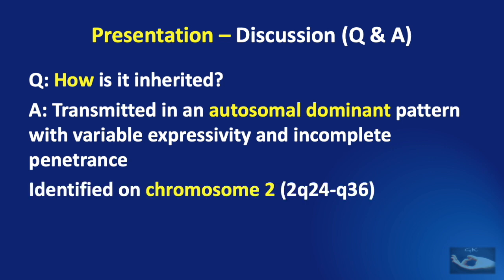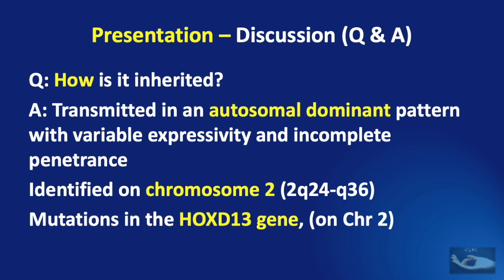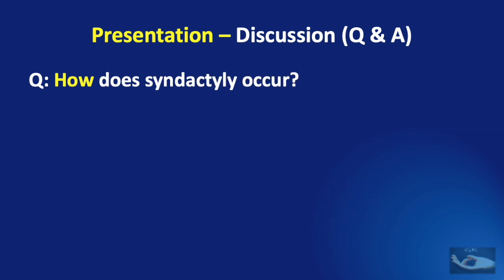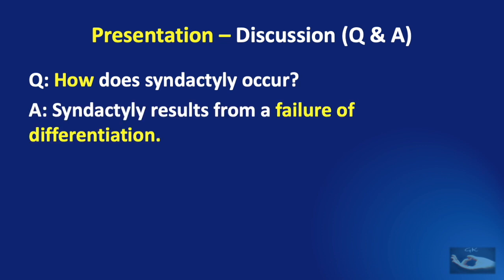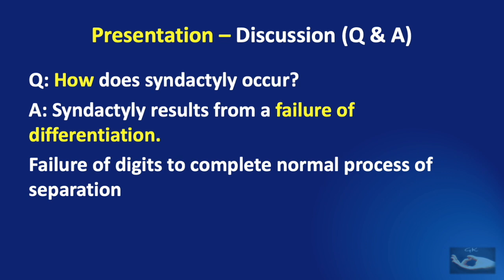It has been identified on chromosome 2, and mutations have also been seen in the HOXD13 gene, which is also on chromosome number 2. How does syndactyly occur? Syndactyly results from a failure of differentiation. That is, there is a failure of the digits to complete the normal process of separation.